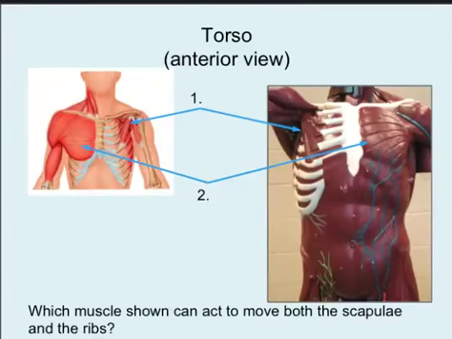Another view, same torso. Which muscle shown can act to move both the scapula and the ribs? Well, muscle number one is the pec minor. Muscle number two is the pec major. The muscle that can move both the scapula and the ribs is the pectoralis minor, again due to its points of attachment. The pectoralis major is primarily attached to the proximal head of the humerus and to the sternum.